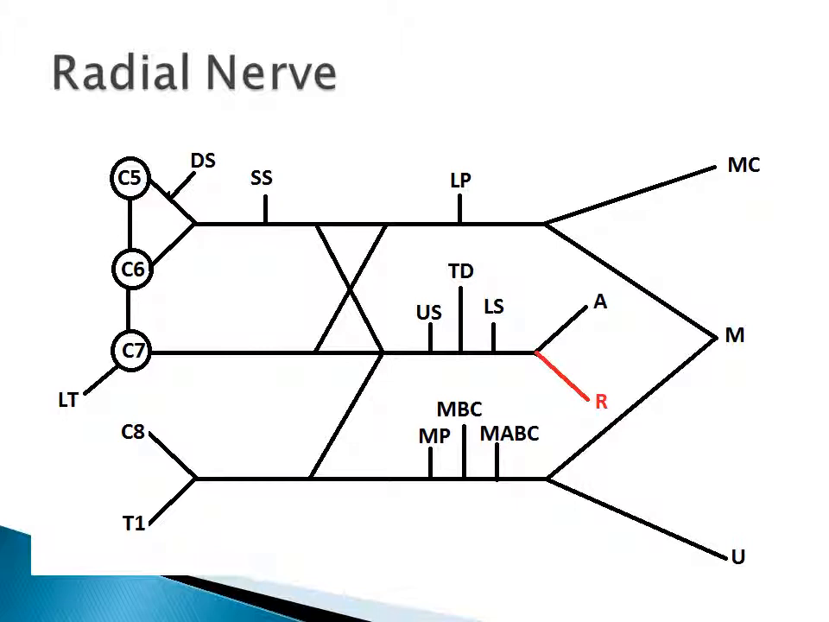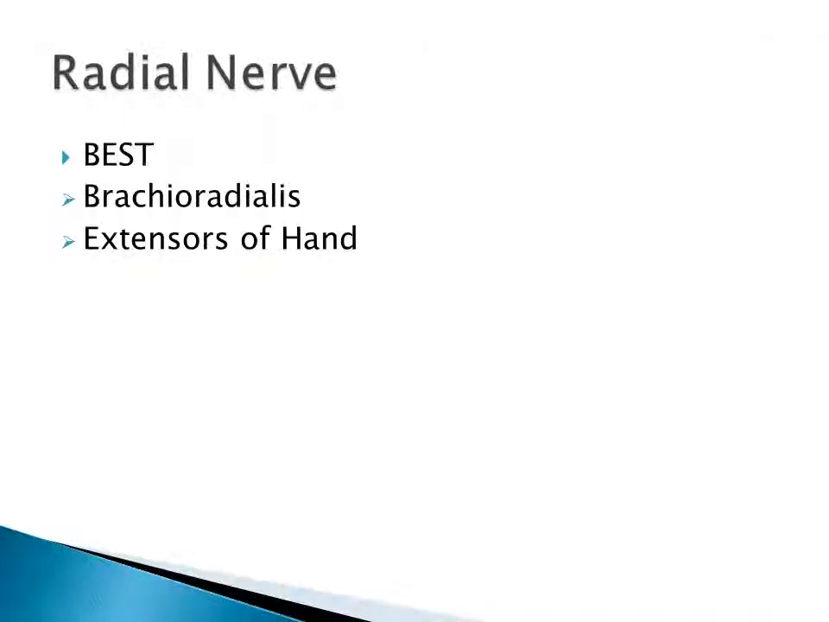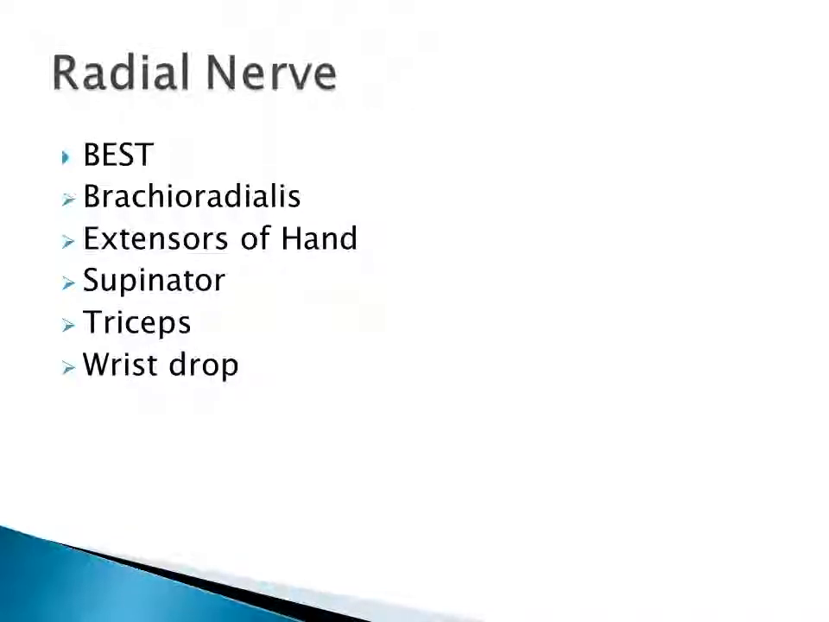Next we will look at the radial nerve, and in my opinion this is the best nerve. The reason I say this is because the acronym BEST stands for the brachioradialis, the extensors of the hand, the supinator muscle, as well as the triceps. Injury to this nerve commonly causes the patient to have wrist drop.